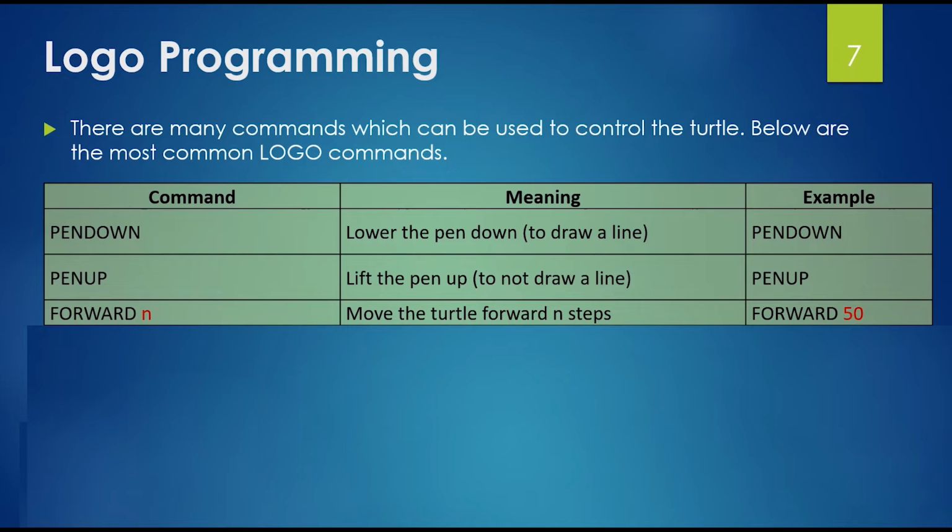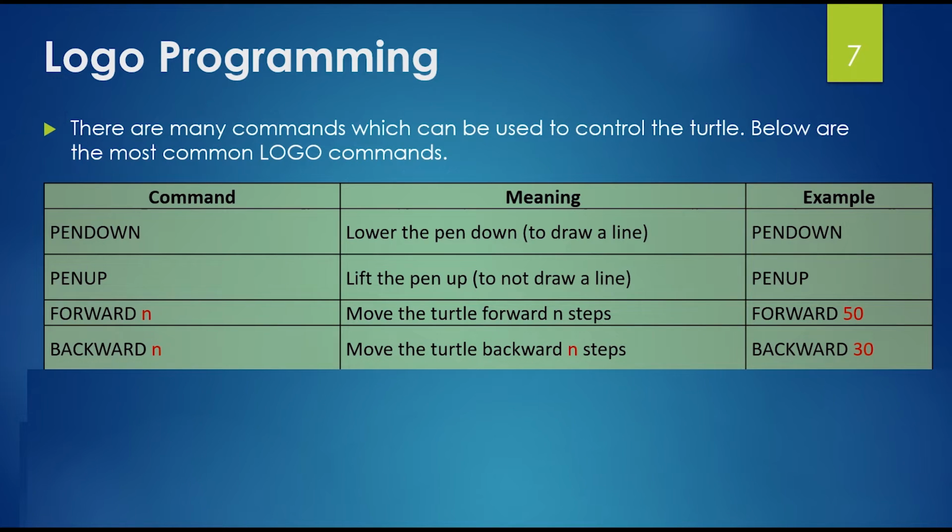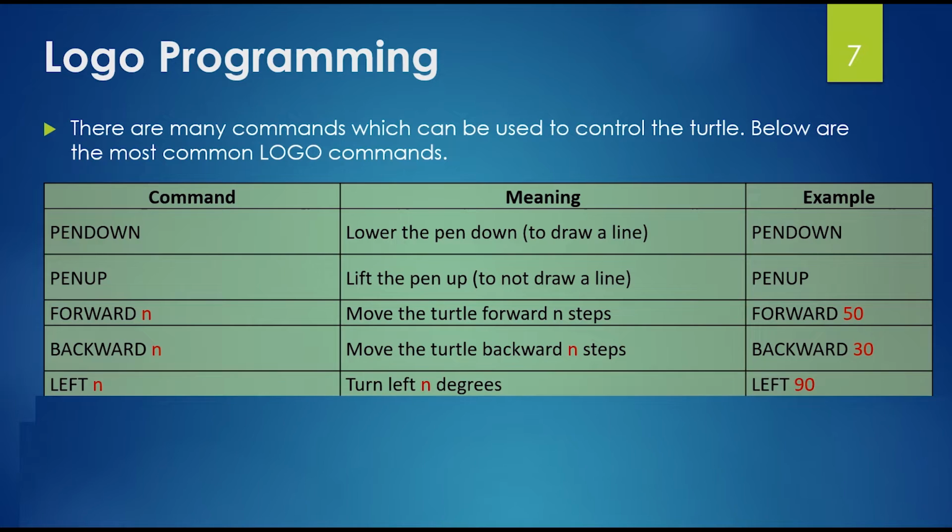Forward n. N is the number of steps. So move the turtle forward a number of steps. For example, forward 50 moves the turtle 50 steps forward. Backward n will move the turtle backwards a number of steps. Here, for example, we have backward 30, so it will move the turtle backwards 30 steps. Then we have left. It will turn left a number of degrees. For example, left 90 means that it will turn the turtle left 90 degrees.